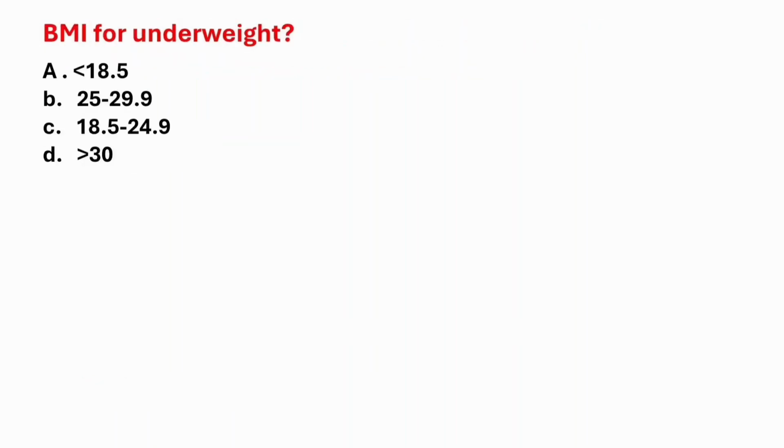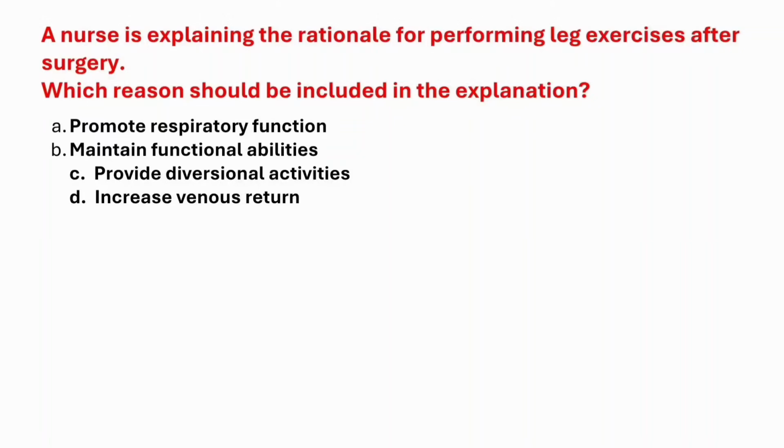D-dimer. BMI for underweight. A. Less than 18.5. B. 25 to 29.9. C. 18.5 to 24.9. D. More than 30. The correct answer is A. Less than 18.5. A nurse is explaining the rationale for performing leg exercises after surgery. Which reason should be included in the explanation? A. Promote respiratory function. B. Maintain functional ability. C. Provide diversional activity. D. Increase venous return. The correct answer is D.